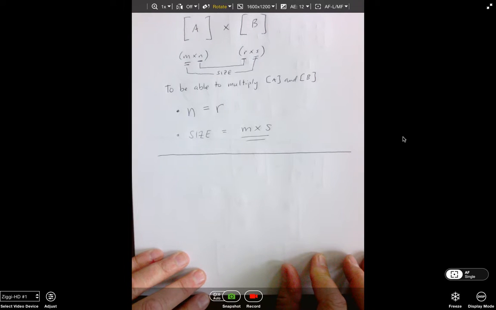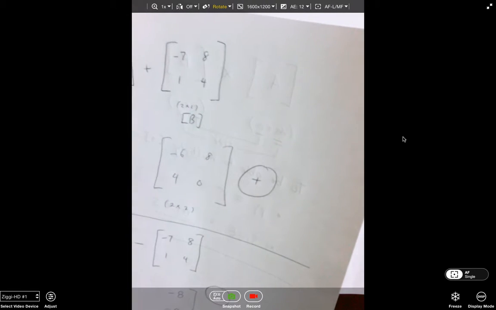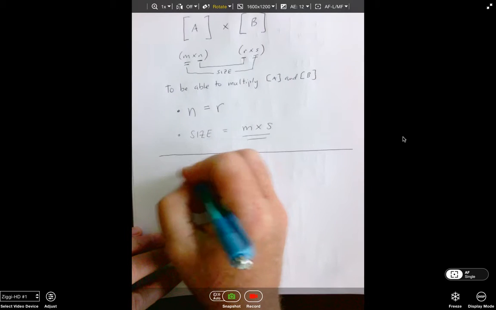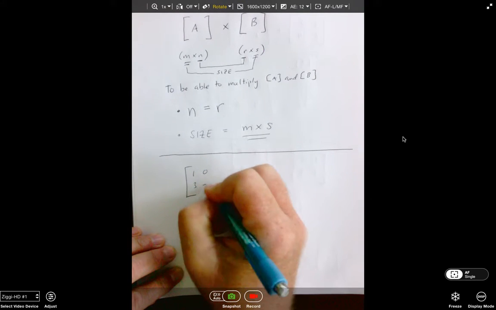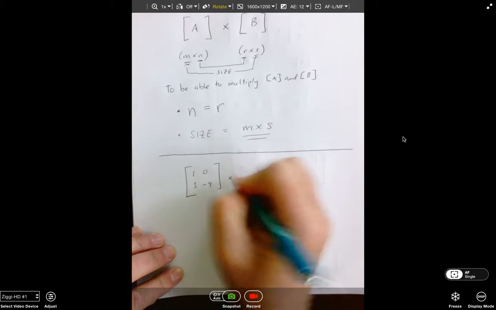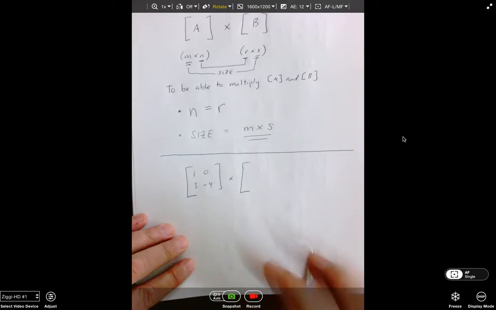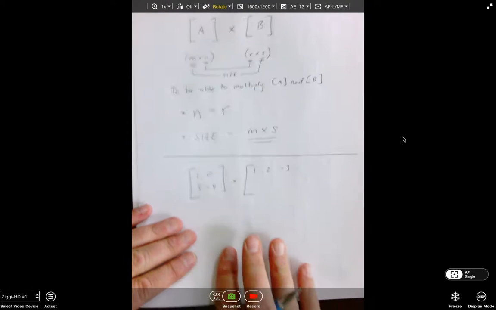Now, let's take a couple of matrices. Let me go back here, and so we had 1, 0, 3, -4. And then we had 1, 2, -3, 4, 0, negative 1.